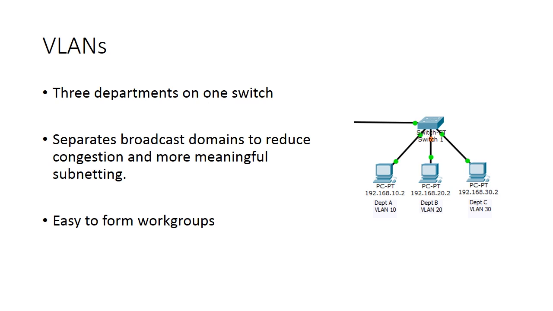In our network design, we decided to include all 3 departments on 1 switch. For this, we use VLANs to separate each department. Using VLANs separates the switch into multiple broadcast domains to help reduce congestion, encapsulate each department into its own network, and it helps us subnet the network into smaller, more meaningful addresses. We decided to assign Department A to VLAN 10, Department B as VLAN 20, and Department C as VLAN 30.